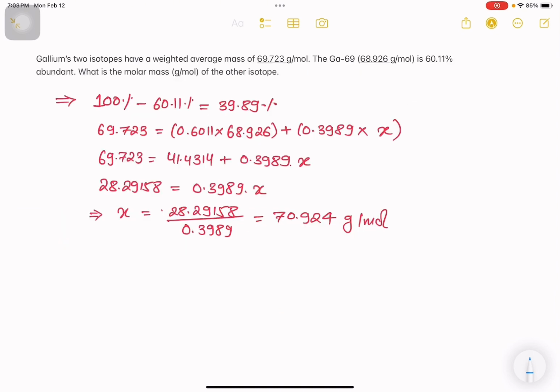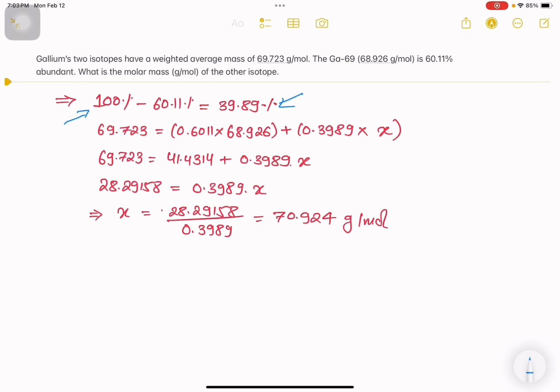Another example here: the average atomic mass is already given, 69.723 gram per mole, and the mass of one isotope and the abundance of one isotope are given, and you will have to find the abundance and mass of the other isotope. Here abundance is easy, right? As I said earlier, the percentages should add up to 100%, so you can subtract from 100 and it gives you the abundance of the other isotope.